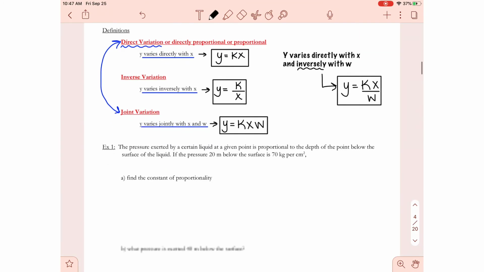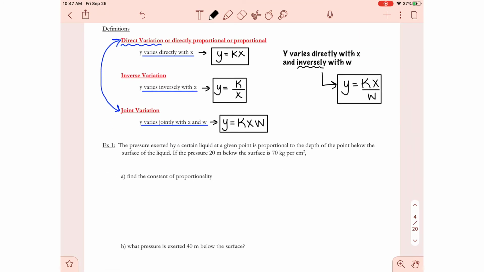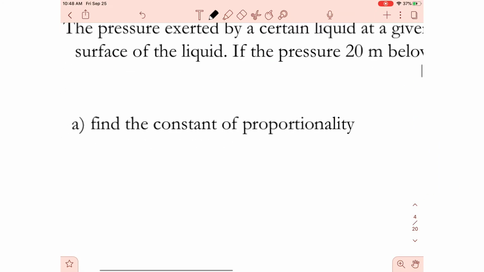So I'm just going to go over example 1 with you, and then we will do the rest in class together. Example 1 says the pressure exerted by a certain liquid at a given point is proportional, or varies directly, to the depth of the point below the surface of the liquid. If the pressure 20 meters below the surface is 70 kilograms per centimeter squared, then find the constant of proportionality.